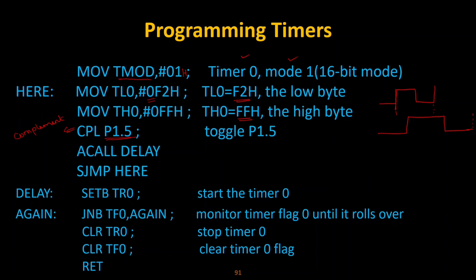Complement: whenever it initially has 0, it is going to be toggled to 1. Whenever it has 1, it is going to be toggled to 0. That is what it is going to do, because in terms of a square wave, it is going to be 0 and then 1. So it should be toggled between 0 and 1.